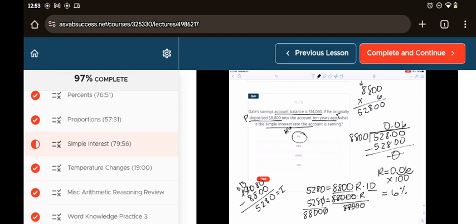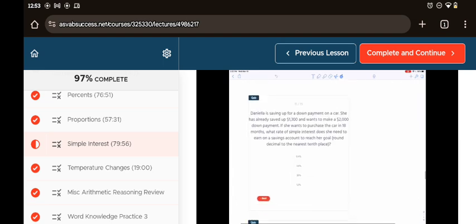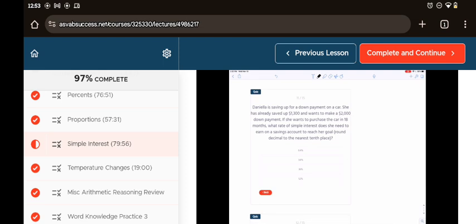Okay, let's do number 11. It says, Daniela is saving up for a down payment on a car. She has already saved up $1,300 and wants to make a $2,000 down payment. If she wants to purchase the car in 18 months, what rate of simple interest does she need to earn on a savings account to reach her goal? Round the decimal to the nearest 10th place.